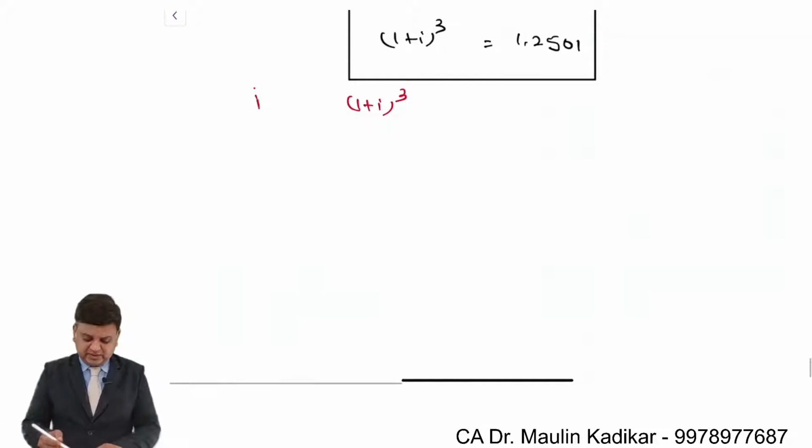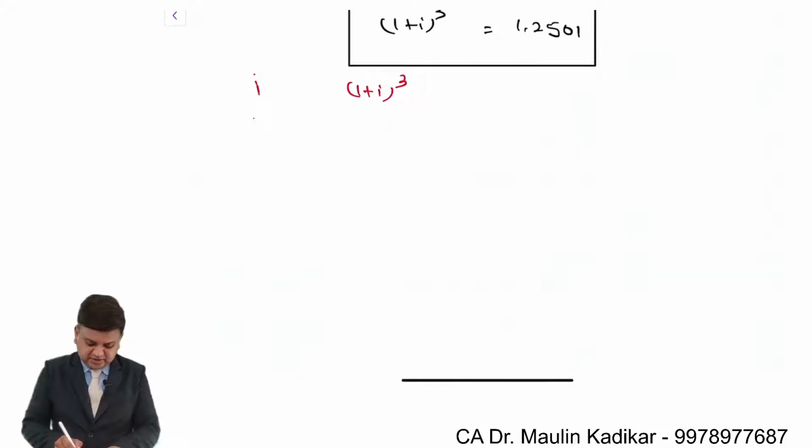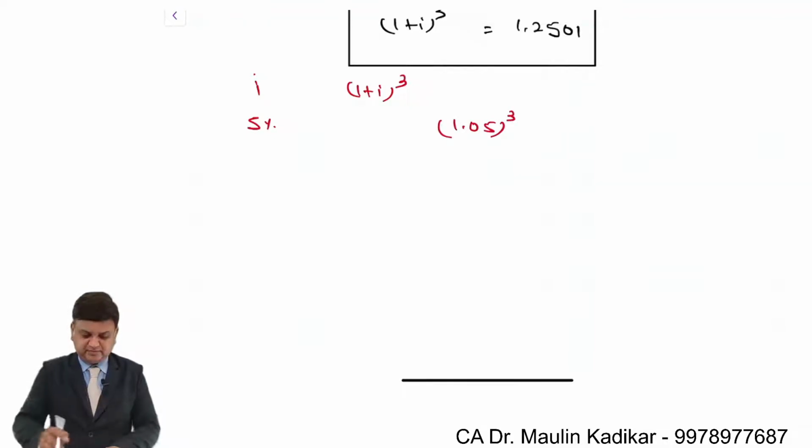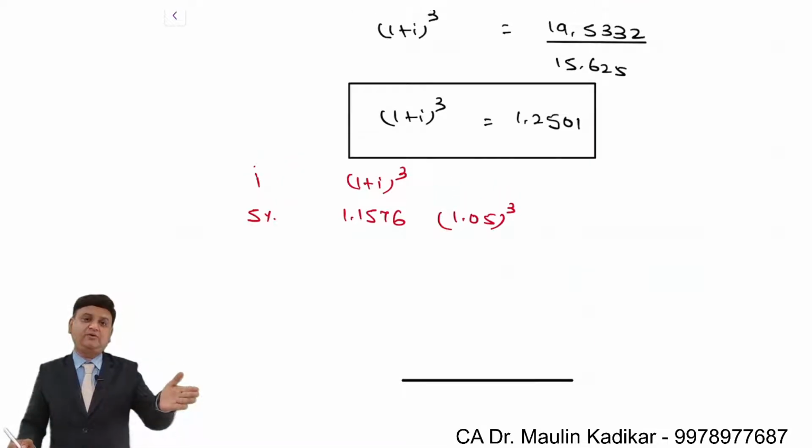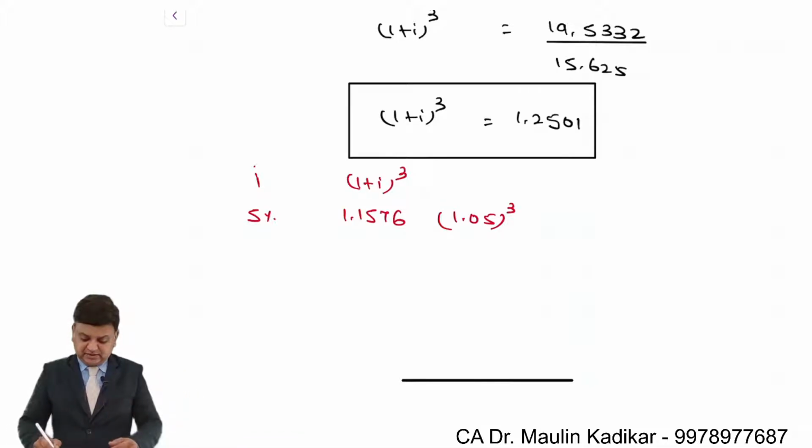So let me take 5% here. What is the reason for taking 5%? No reason. We can take any other rate also. So 1.05 raised to 3 comes to 1.1576. Now the first step that we have taken randomly will guide us regarding the subsequent step. This future value factor is less than what we desire, so we are required to increase the rate of interest.